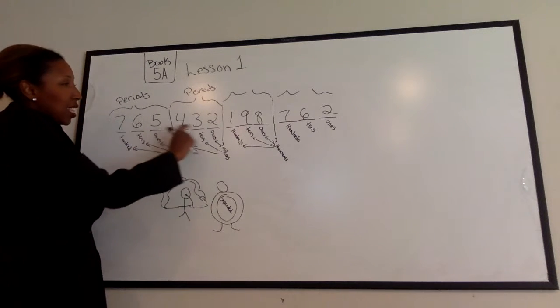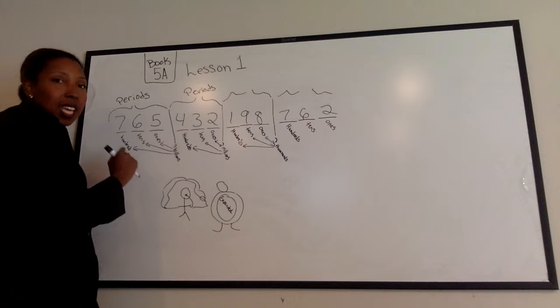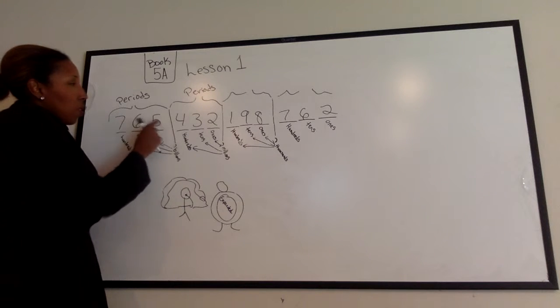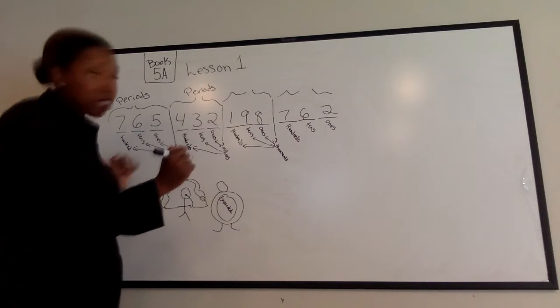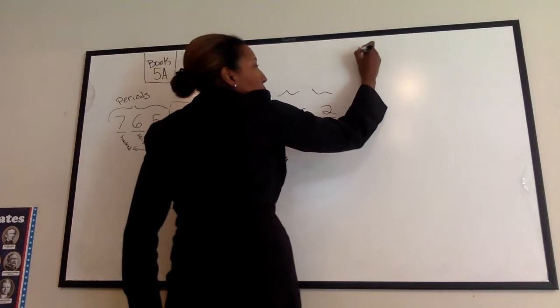So if I had this number and expanded it, I would just take each and every one and put the 0 with it. So watch this, and it's going to be a lot, so I'm going to put it over here. So we have expanded form.